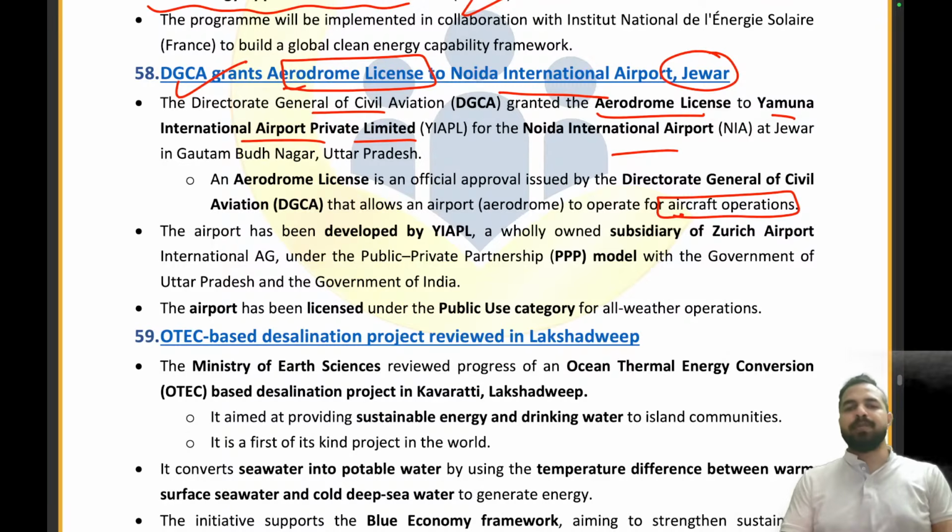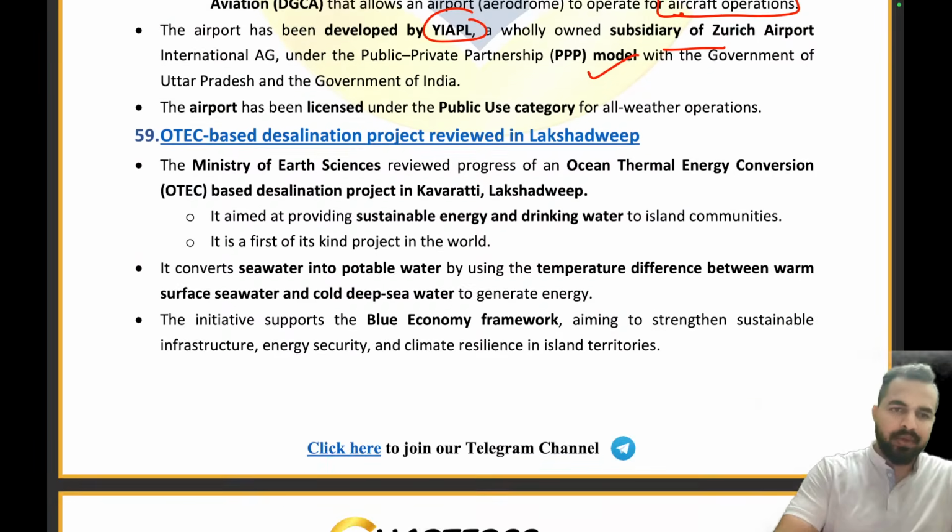The airport has been developed by Yamuna International Airport Limited, a wholly owned subsidiary of Zurich Airport International AG, under the public-private partnership model. So, which airport has been given this aerodrome license? Noida International Airport. Absolutely right.